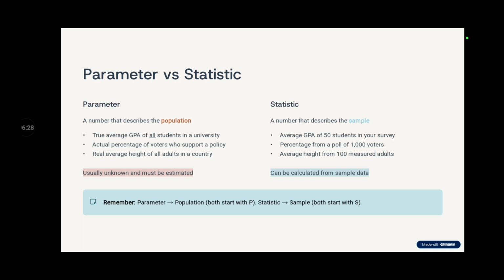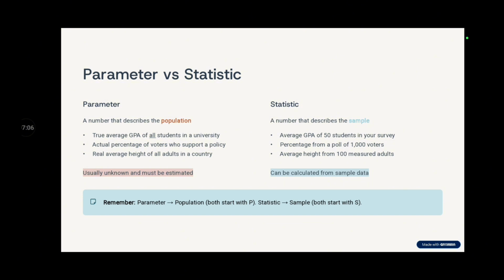And here is another example. The sample is the percentage from a poll of 1000 voters. We cannot go for all voters, we will take just a sample of 1000 voters. Another example is the average height from 100 measured adults. There are many adults in the country, so it is impossible to take an average of all. So we'll just measure the height of 100 adults and we'll make a conclusion, generalization, our decision on the basis of this. It can be calculated from the sample data.